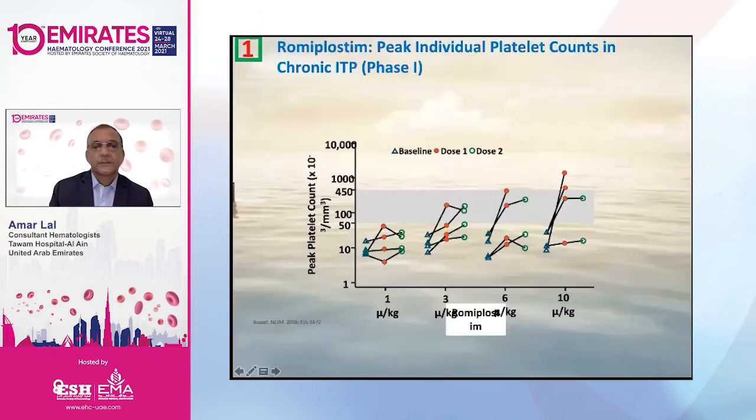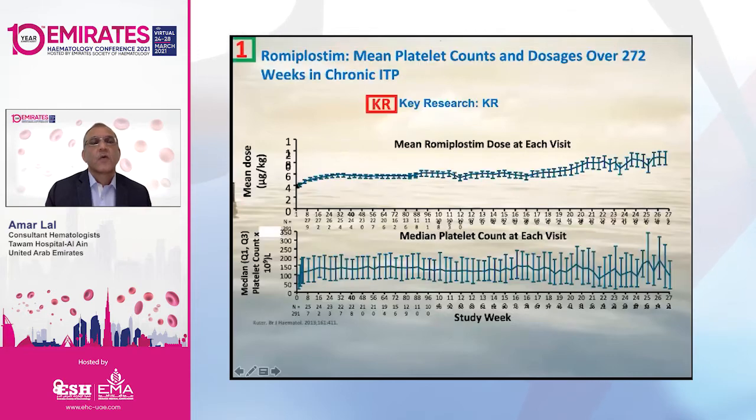Now, romiplostim. Romiplostim starts from a dose of 1 mcg to 10 mcg per kilo. Here you can see even up to 3 mcg per kilo, it works very well, but 6 is the optimum dose that you can use. What is the data? Data over 6 years. They have looked at the doses. This is the dose of romiplostim. The duration and durability is here over the 6 years. They are maintaining the platelet count.